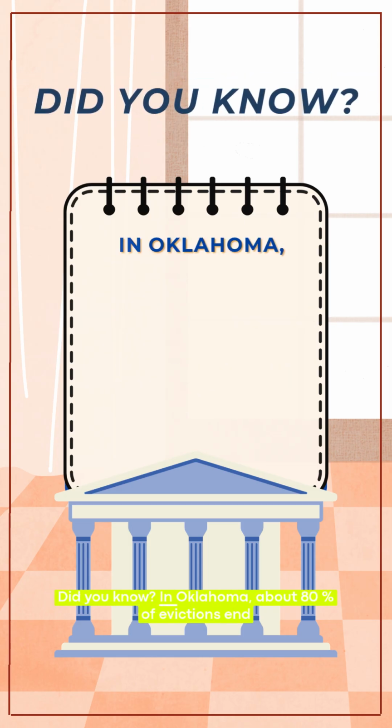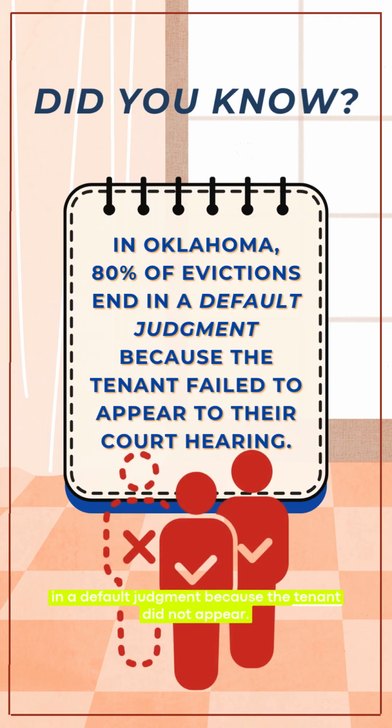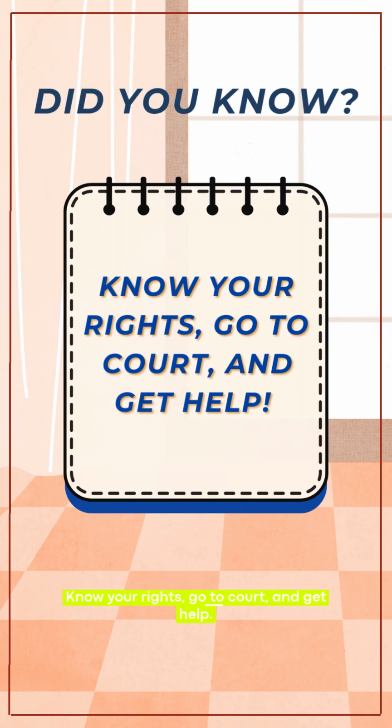Did you know? In Oklahoma, about 80% of evictions end in a default judgment because the tenant did not appear. Know your rights, go to court, and get help.